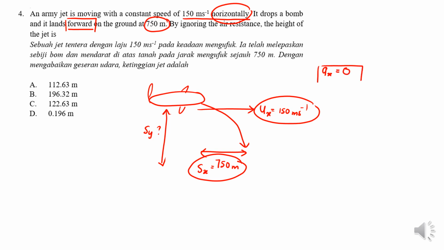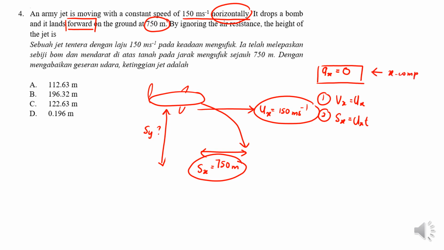So from this concept, we substitute ax equals 0 into the three kinematic formulas. We get the first equation: Vx is always equal to Ux. Since there is no acceleration, final velocity is always equal to initial velocity. And our second equation would be where Sx, the horizontal range, is Ux t. So these are the two equations for the x component.